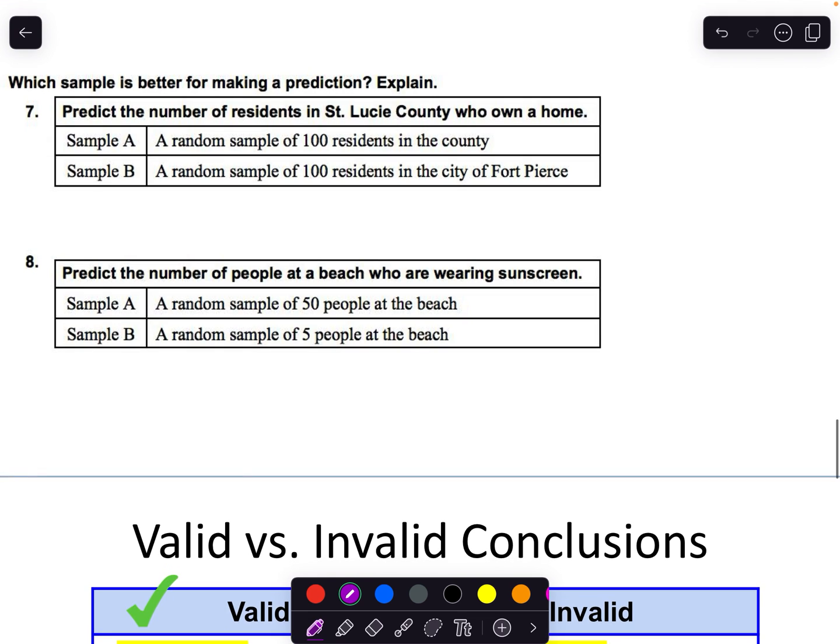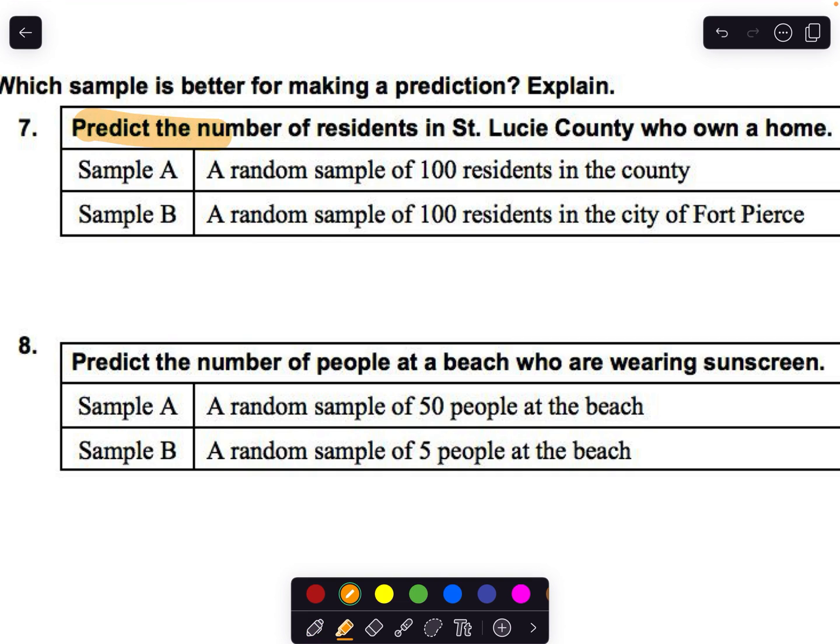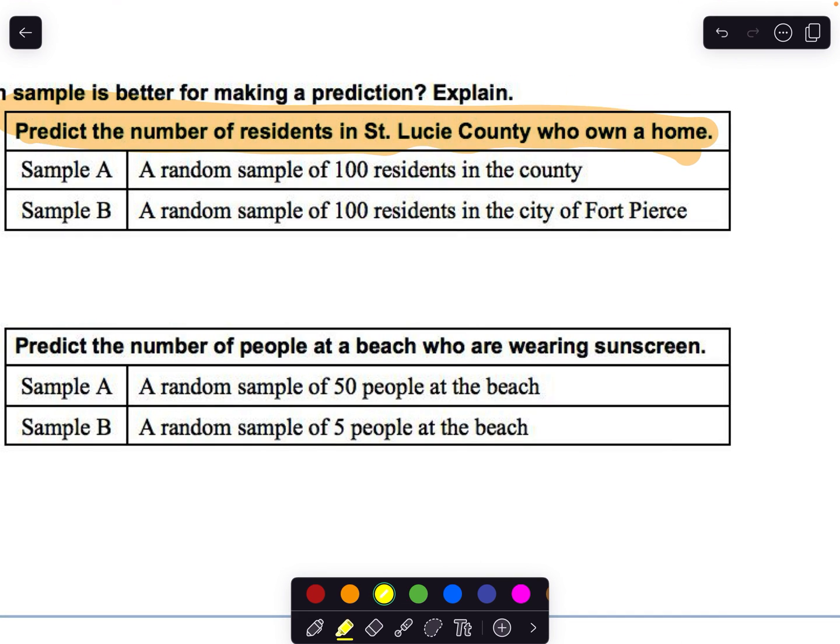Okay, down here it says which sample is better for making a prediction and explain. So this is the goal, right? You're trying to predict the number of residents in St. Lucie County who own a home. Okay. So we're thinking about the county, people who own a home. So basically it's like a would you rather sample, a random sample of 100 residents in the county, or a random sample of 100 residents in this one city, which I'm assuming is in the county.